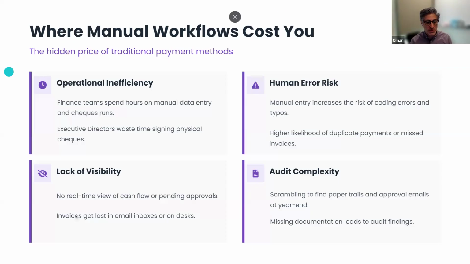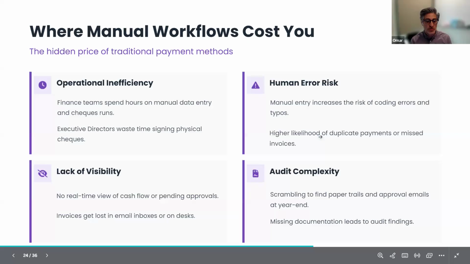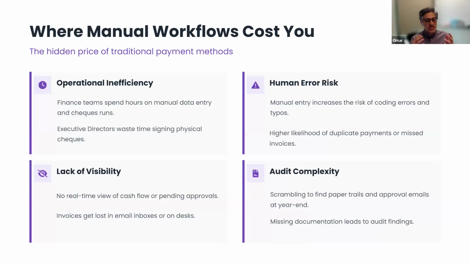Also, the lack of visibility. There's no real-time view of cash flow or pending approvals. Invoices and checks get lost in desks or in the mail. Human error and risk. Manual entry increases the risk of coding errors and typos. As I was just explaining, the sync between your accounting software and Pluto allows the information to flow back and forth without being duplicated. But where you have human intervention, there's always the risk of error. And then audit complexity: scrambling to find paper trails and approval emails at year end.